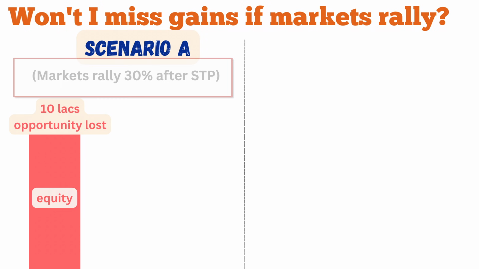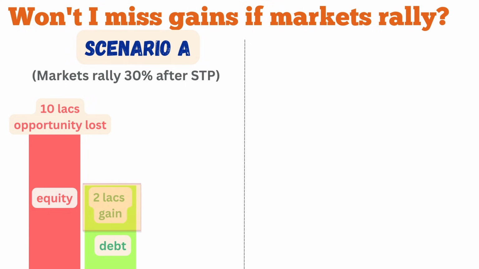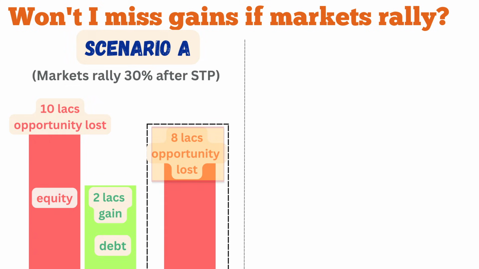Scenario A, markets rally 30% over the next 2 years after you started STP. If you had stayed in equity, the gain would be of 10 lakhs. By transferring in debt, it would have given you a gain of around 2.3 lakhs. So, net opportunity cost would be around 8 lakhs.